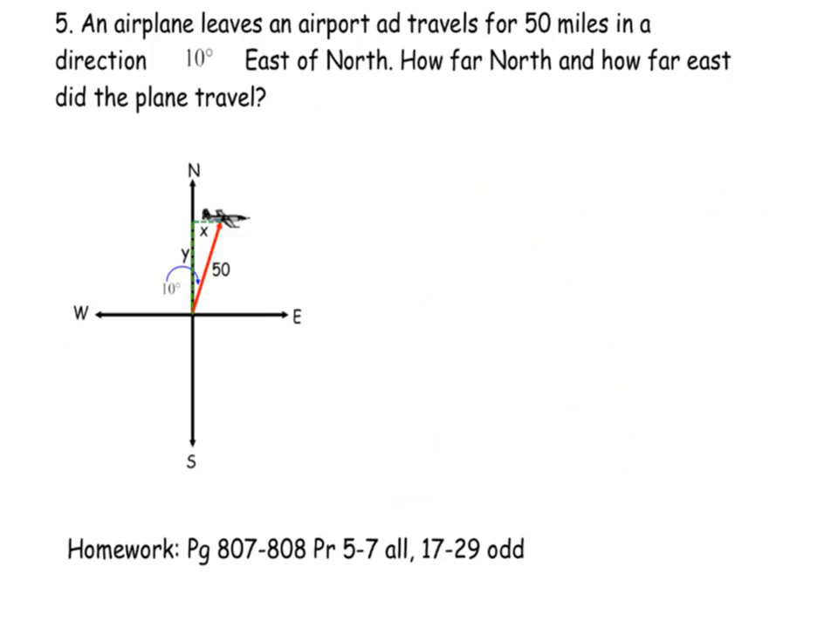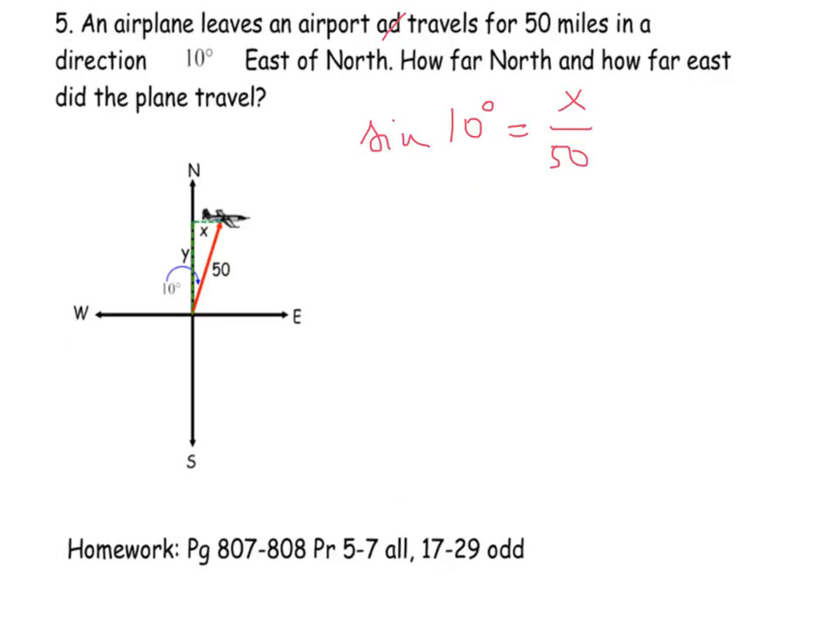In example number 5, an airplane leaves an airport and travels for 50 miles in a direction of 10 degrees east of north. How far north and how far east did the plane travel? So I represented the north distance by y and the east distance by x. So I will have to use more than one trigonometric ratio. So the first thing I'm going to do is use sine. So sine of 10 degrees will equal x over 50.